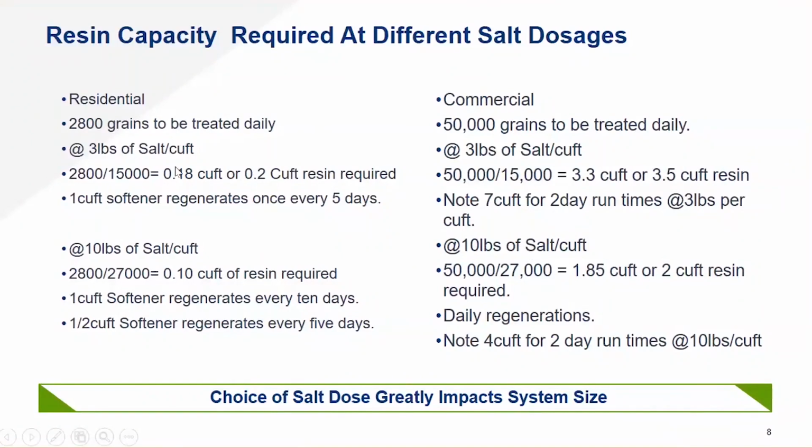In residential situations, we pretty much keep the cubic foot size of the softener the same in most applications and adjust the salt dose. Here, we're going to be adjusting resin size, resin amount, to affect the results as well. So choice of salt dose greatly impacts the size of the system. Understand the efficiencies you're designing around and the impacts they're going to have. If we start off designing around this criteria, we're going to be using a lot more resin.